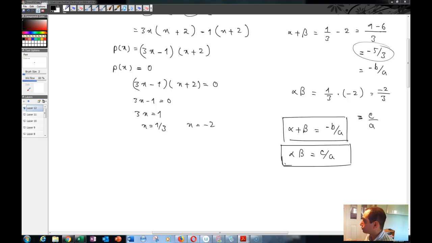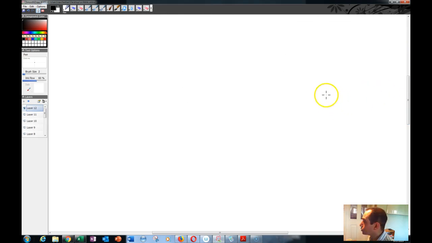We can go through, so let's do a couple of them. For example, what you want to do is find the zeros of the quadratic polynomial x squared plus 7x plus 10, and verify the relationship between the zeros and the coefficients.